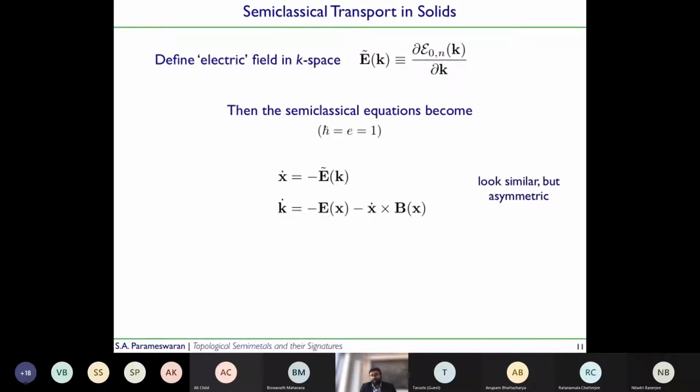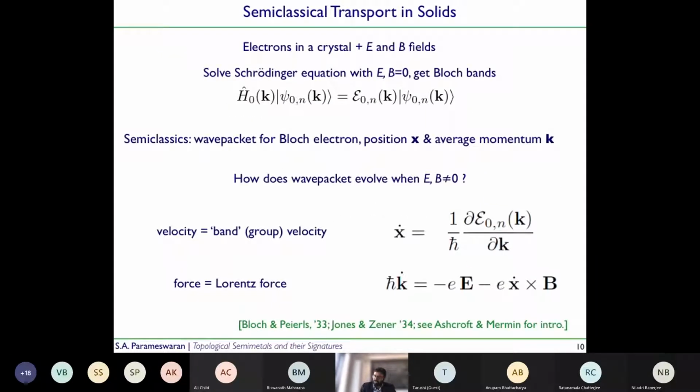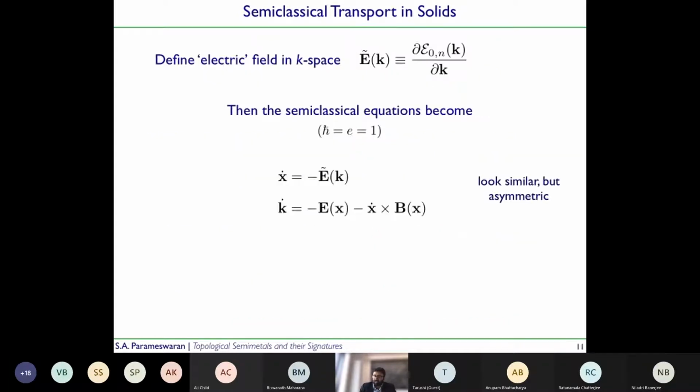But now I want to step back and look at this approach as a theorist thinking about symmetry. So I look at this equation over here and say, if I take this h bar and put it over here, and let me be a theorist and say h bar and e are 1, let me call this dE/dk an electric field in k space. Then I'm just relabeling things, and I get something like x dot is minus E twiddle in this language.